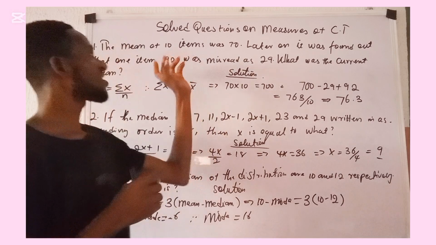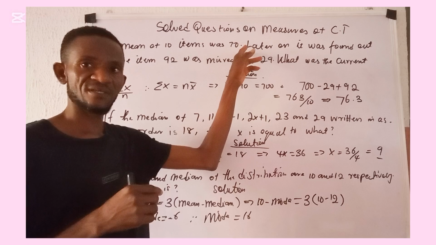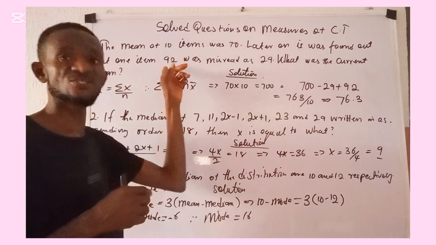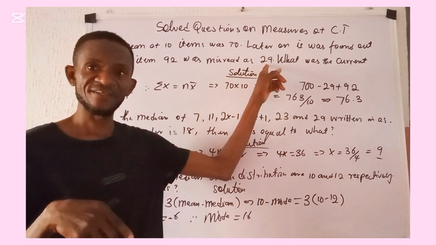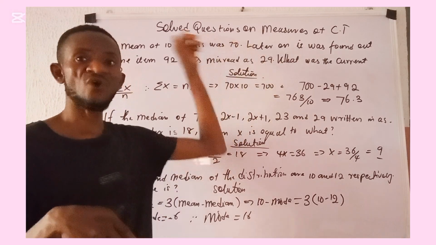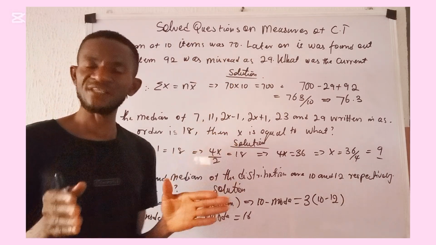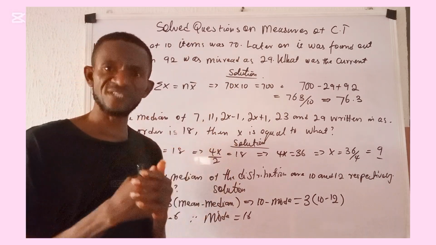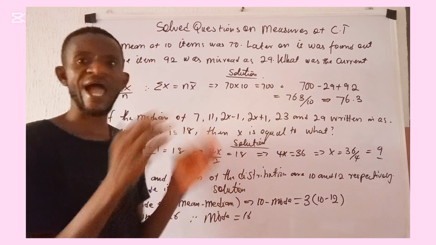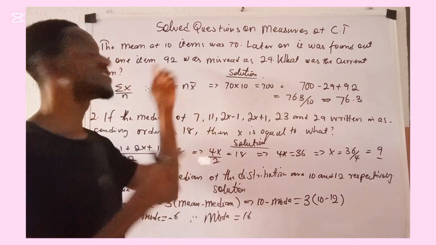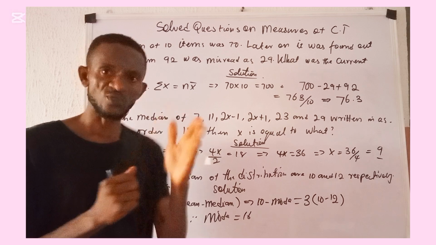You see, in the computation of the mean of 10 items that they got to be 70, a value which was 92 was miswritten or interpreted to be 29. So it was this 29 that they used in the computation of the mean to be 70. They are now saying, now that we have discovered this mistake, how do we remove this 29 from the items and replace it with this 92 in order to get the current observations? What you are going to do is this.